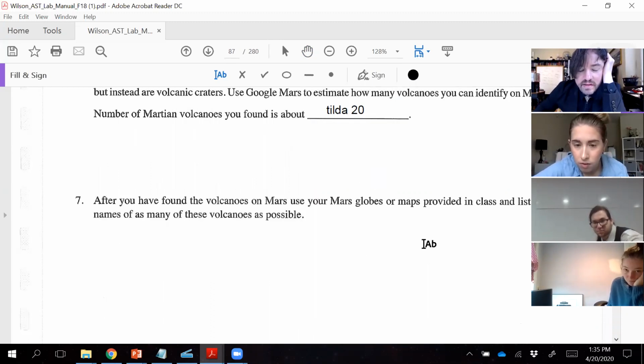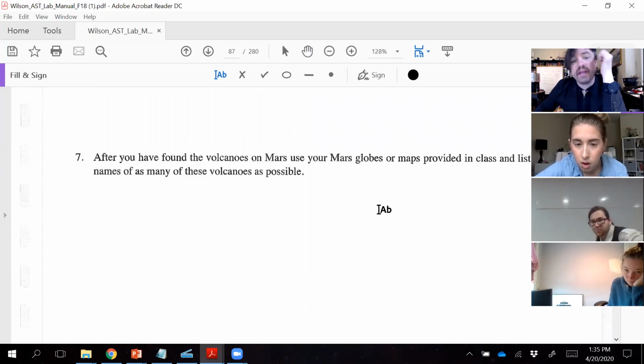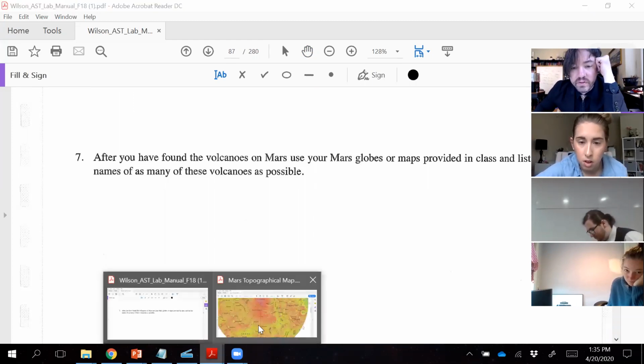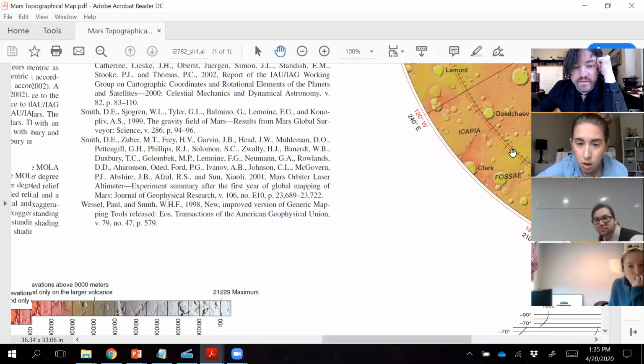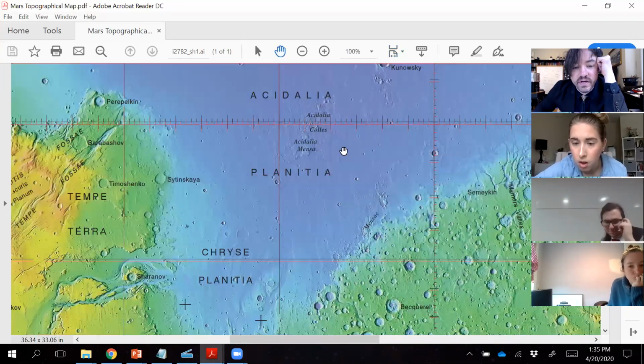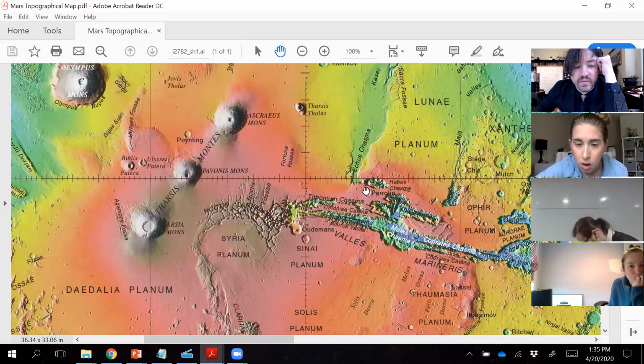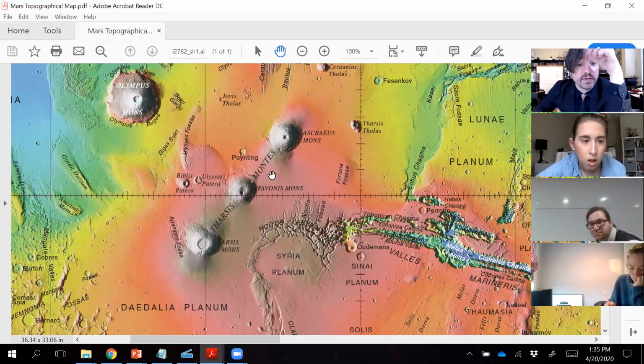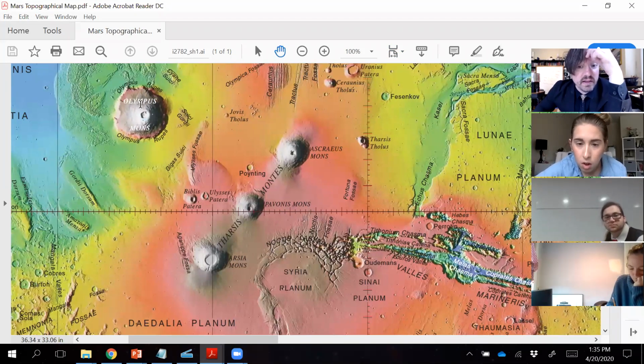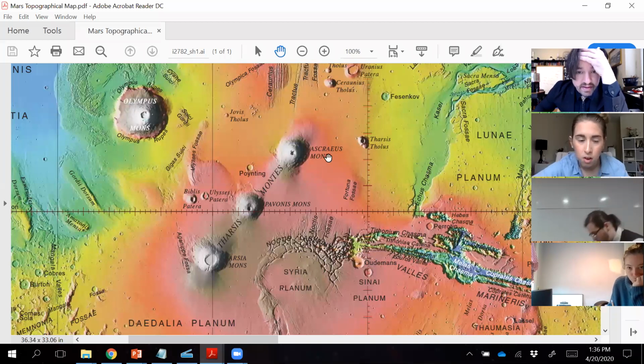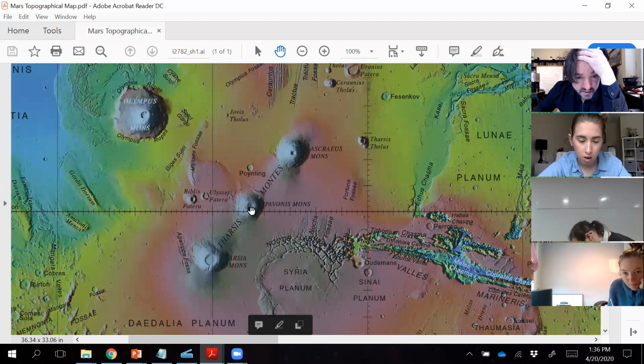Now, it wants us to list the names of as many of these volcanoes as possible. I think that's silly. I think what we'll do is we'll just write down the names of the 4 tallest volcanoes. Those are the ones you want to remember. Those are the ones on the Tharsis Montes plains. Olympus Mons, Ascraeus Mons, Pavonis Mons, and Arsia Mons.